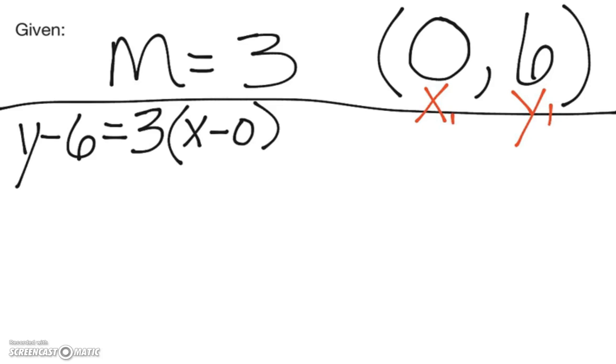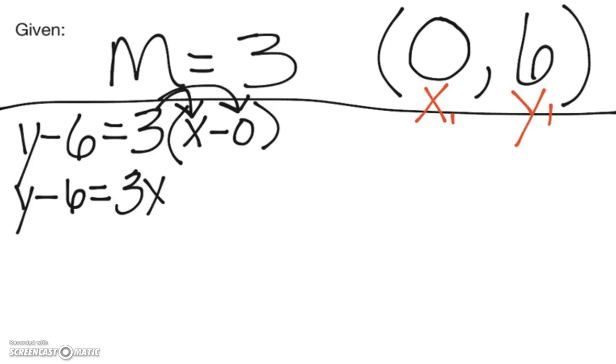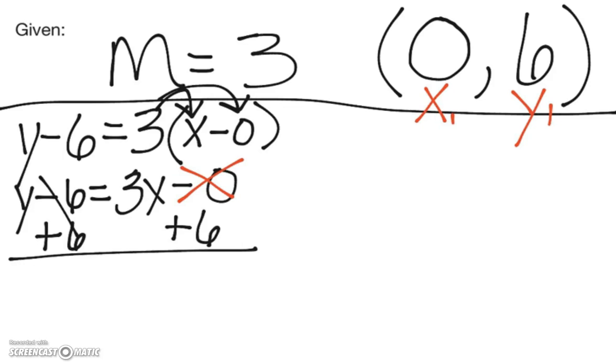Okay, our first step is to distribute. So we have y minus 6 is equal to 3 times x, 3x, and 3 times 0, which is 0, so we don't need that on here, right? So you don't actually need to include this minus 0 at all. Our next step is to move the 6 from the left side of the equation to the right. So we're going to add 6 on both sides. And we have y equals 3x plus 6.